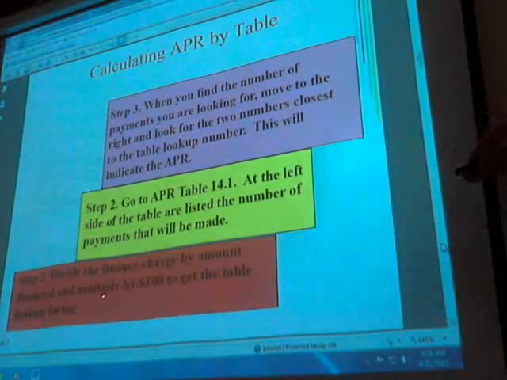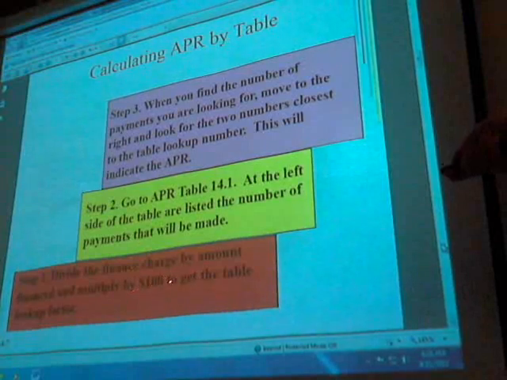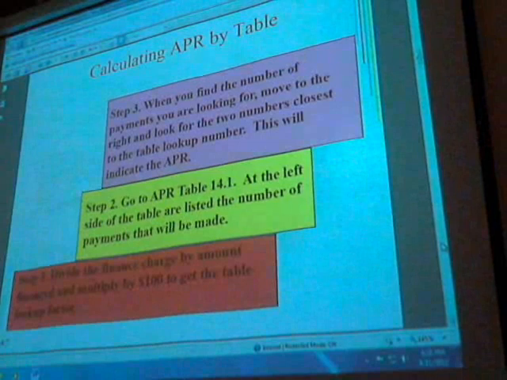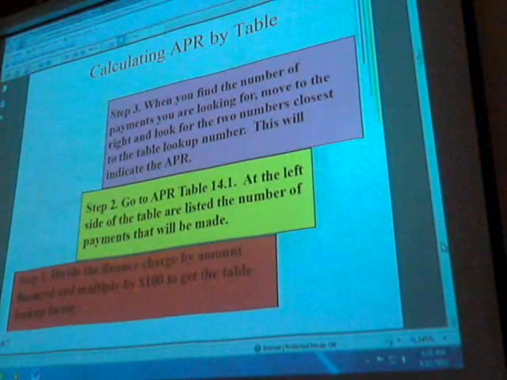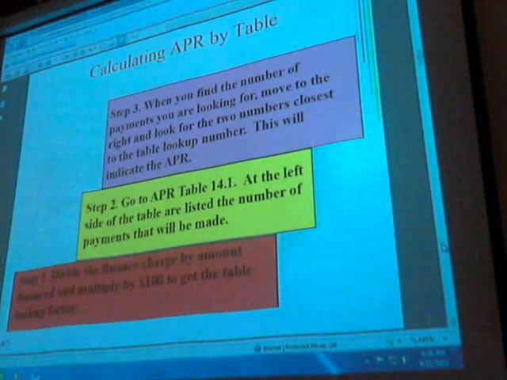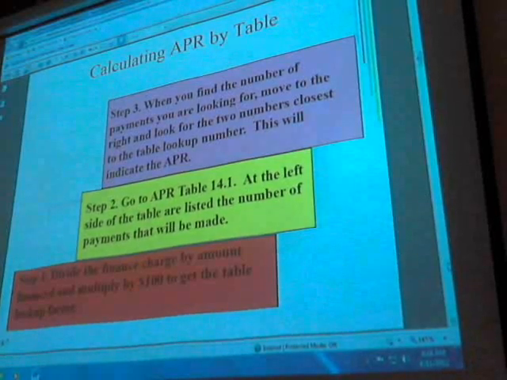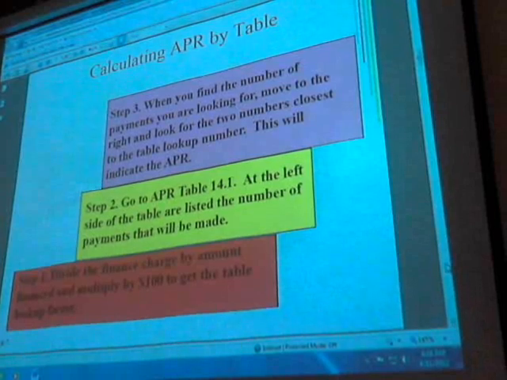You divide one by the other, and here's the thing you have to remember, a little extra thing here: multiplied by 100. Multiplied by 100. The rest of the steps, I'm going to show you how to use that table now. But that first step is really important.